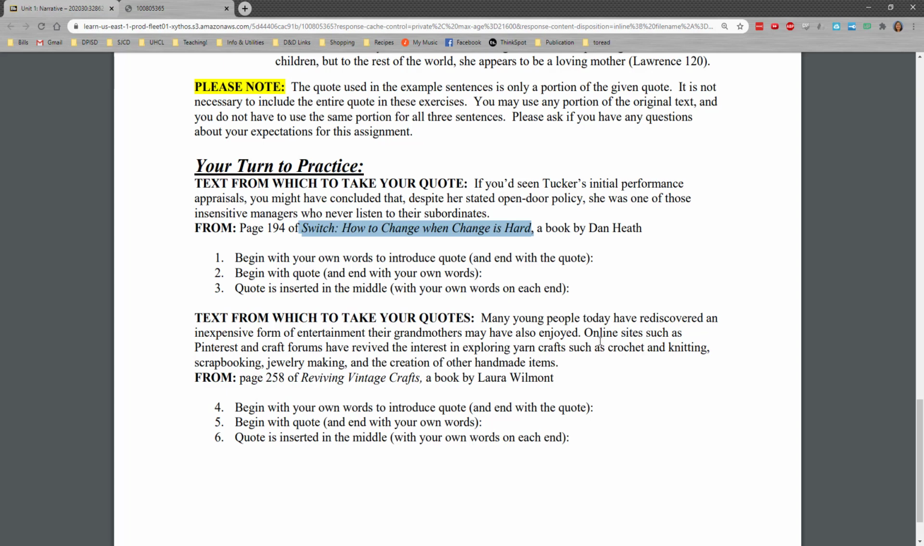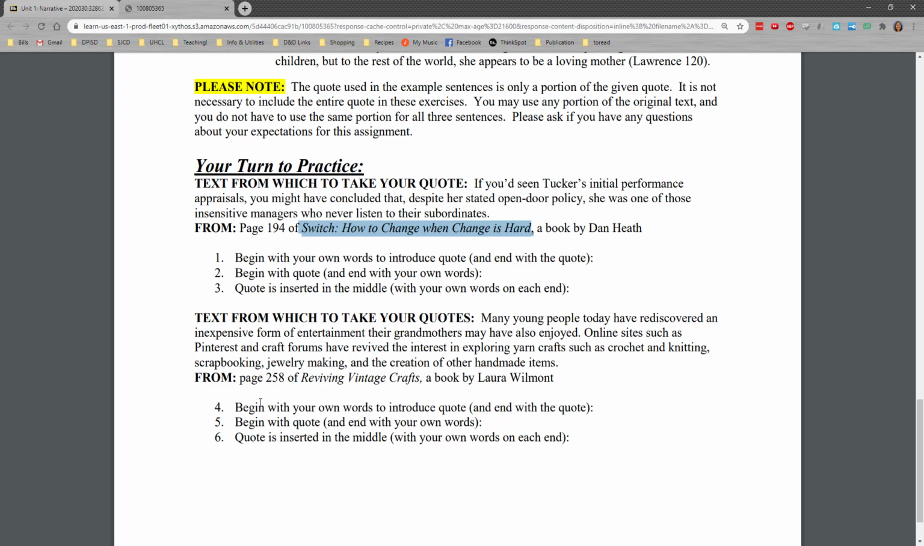Please note the meaning here. They're saying that young people now have rediscovered inexpensive entertainment like yarn crafts, like scrapbooking, like jewelry making, and like hand making items. And these are things that their grandmothers might have also enjoyed. You have to keep the tenses the same as they are when you're quoting. Make sure you understand that.